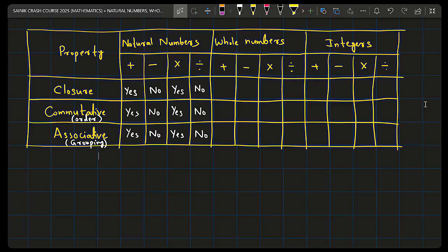Sir, minus and divide, no, sir. I'm asking about addition first. Sir, yes. You add any two natural numbers, always you get a natural number, yes or no? Yes. That's why we say that natural numbers satisfy closure property under addition. Or in other words, we also say natural numbers are closed under addition. What do you mean by closed under addition? They satisfy closure property. Okay? Okay, sir.